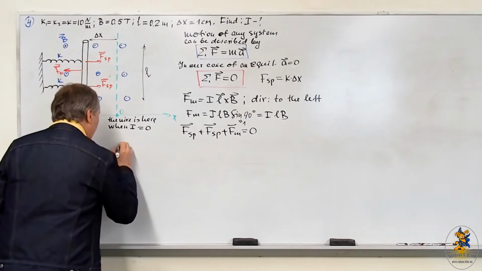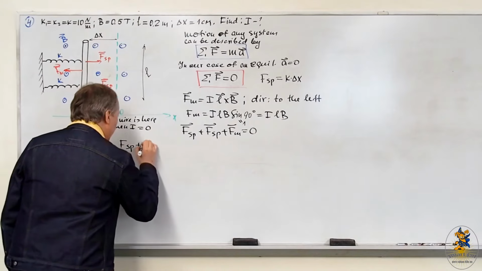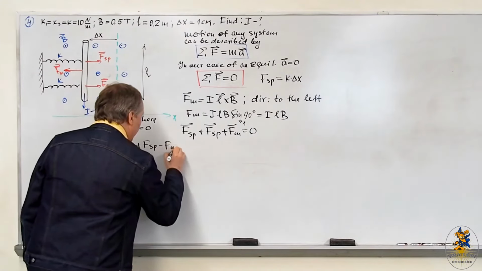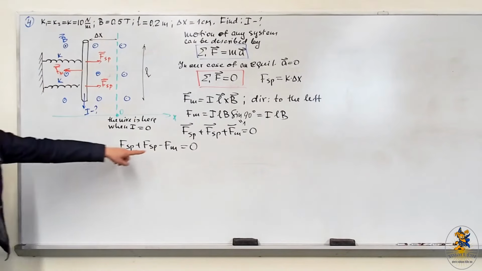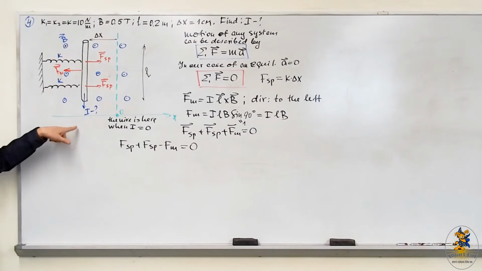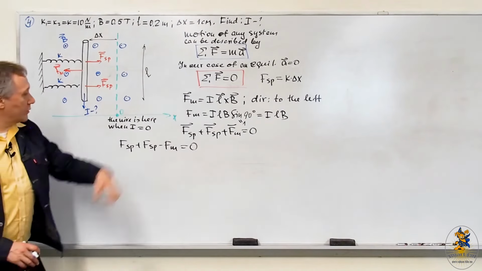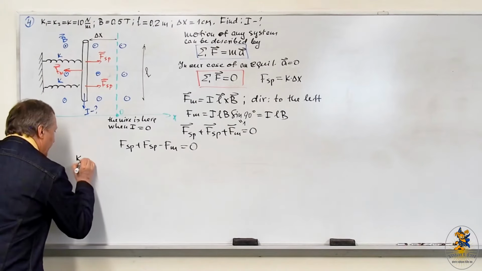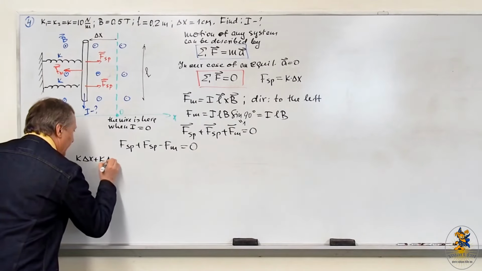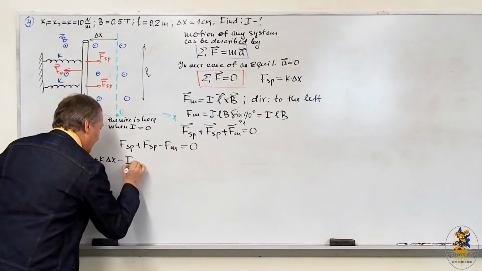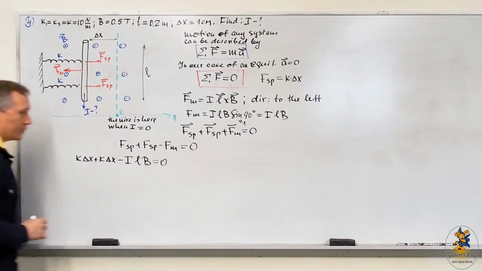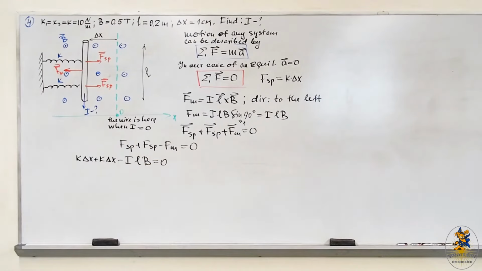So it will be F spring plus F spring minus F magnetic equals to 0. Now I wrote explicitly all those forces with the correct directions. Again, this is negative because you see points in the negative x direction. Okay, so now we have absolute values, so let's plug it. K delta x plus K delta x minus ILB equals to 0. So now current appears, which we actually need to find.